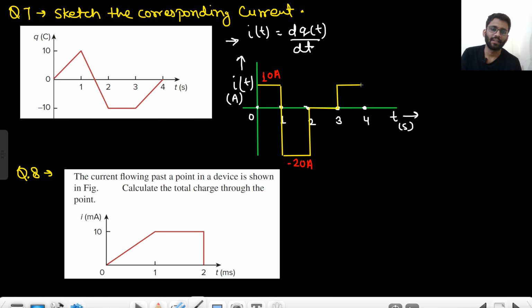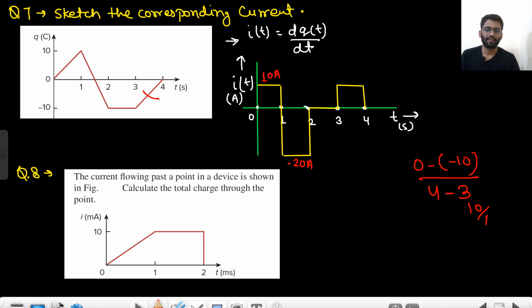So this is the corresponding sketch. Just the differentiation, nothing else. So the differentiation of this curve is this slope: 10 ampere, minus 20 ampere, 0 ampere, and again 10 ampere. How do you write the slope? Final value minus initial value. Final value is 0 minus initial value is minus 10. Final value of time is 4 minus initial value of time is 3. 10 by 1. That means 10 ampere.